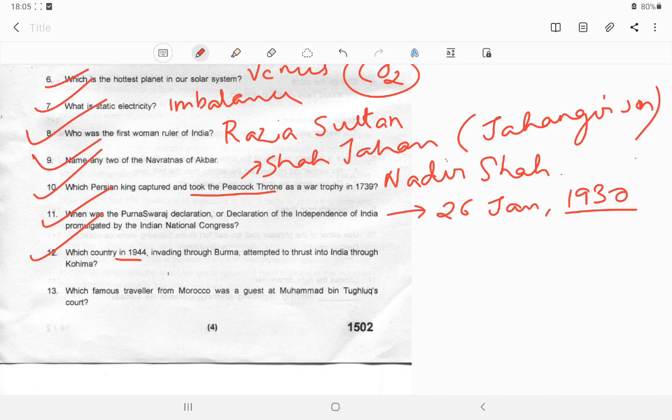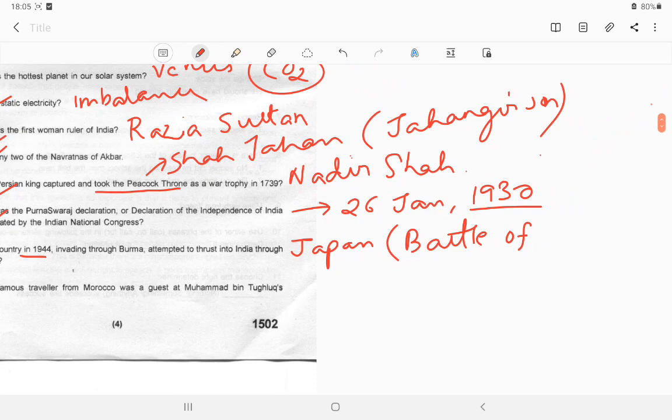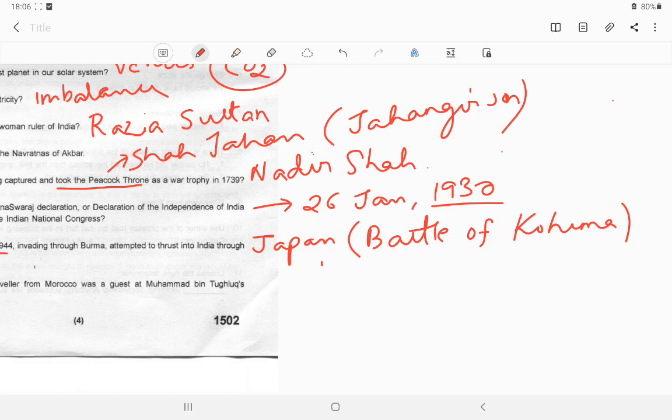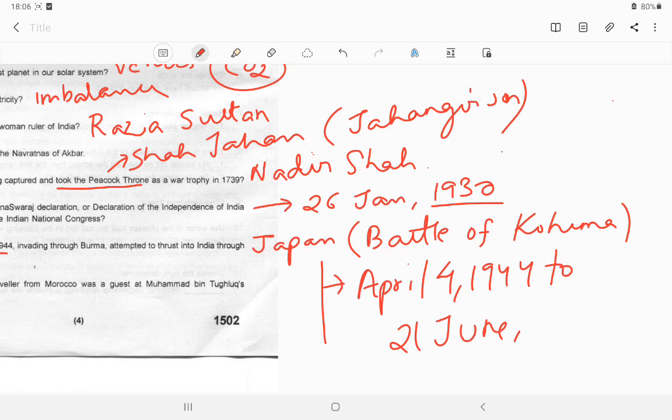So it is Japan, in Nagaland, and it is called the Battle of Kohima. The Battle of Kohima is very significant as a battlefield, and the war cemetery is in Kohima. It took place from April 4, 1944 to 21 June 1944.